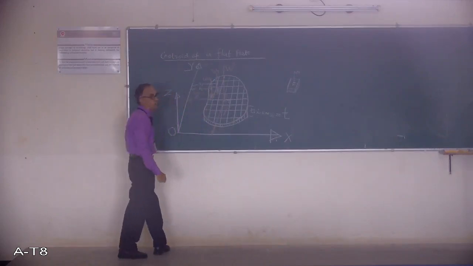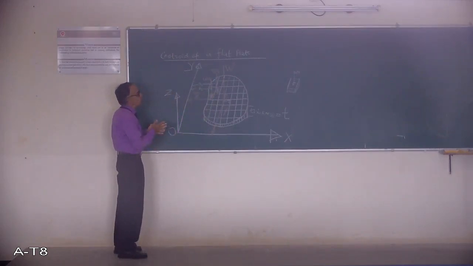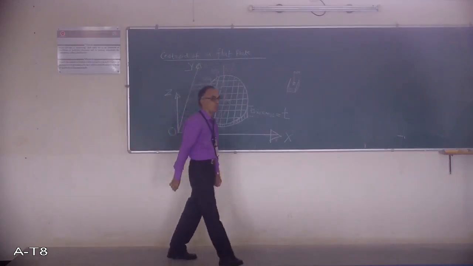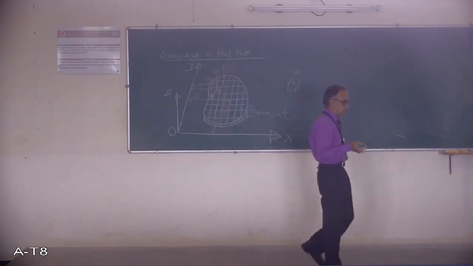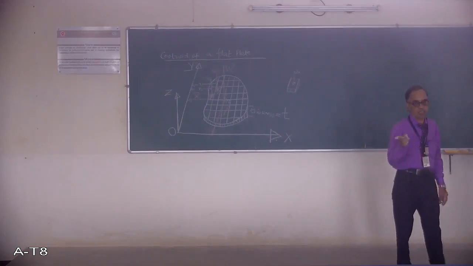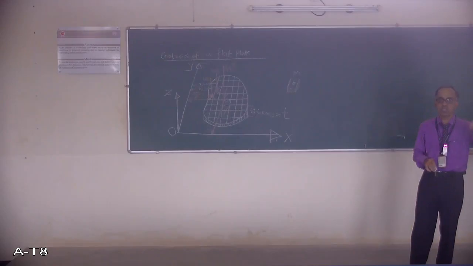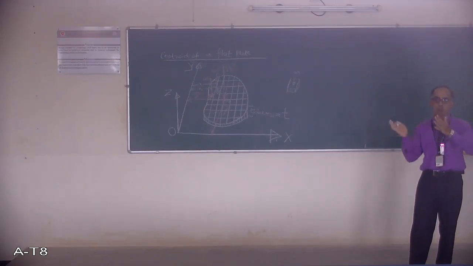They are all perpendicular. Now I am applying what is called the Varignon theorem. Okay, I told you, what is the Varignon theorem? The moment of the resultant about any axis or about any point is equal to the sum of the moments of the individual forces about the same point. So now what are the individual forces? W1, W2, W3, W4, like that.